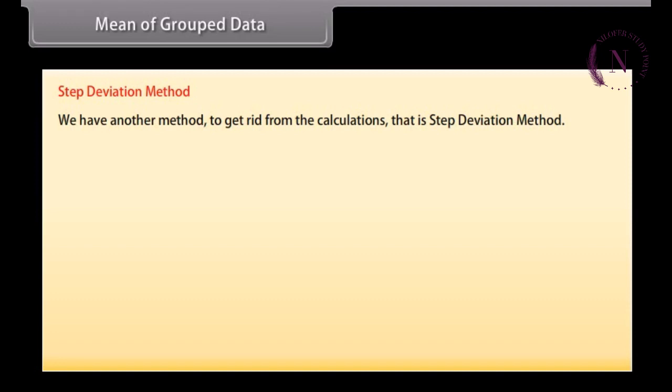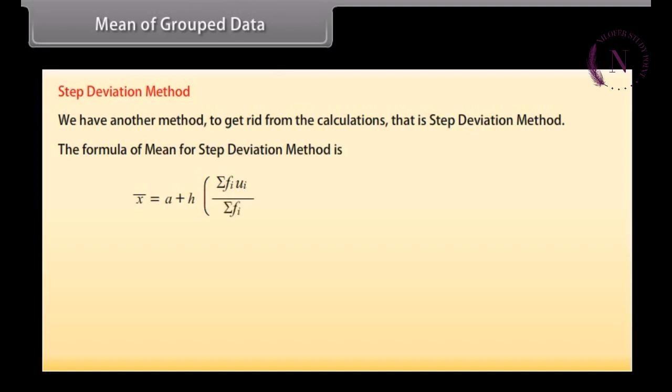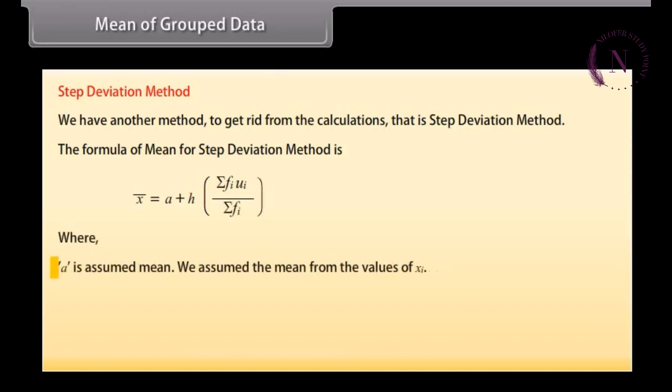Step deviation method. We have another method to get rid of the calculations, that is, the step deviation method. The formula of mean for the step deviation method is a plus h multiplied by summation of the product of fi and ui divided by summation of fi, where a is the assumed mean. We assume the mean from the values of xi. h is the class size. ui is equal to xi minus a divided by h.